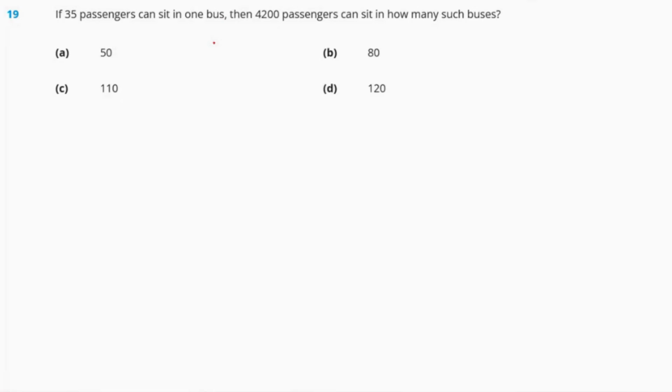Question 19. If 35 passengers can sit in one bus, then 4,200 passengers can sit in how many such buses? Okay. Now, since we have to find out the number of buses, we will divide the total number of passengers with the number of passengers that one bus can accommodate. Okay. So that is 35. Now, if we divide 4,200 with 35, the answer that we'll get is 120. Want to see how? I'll show.